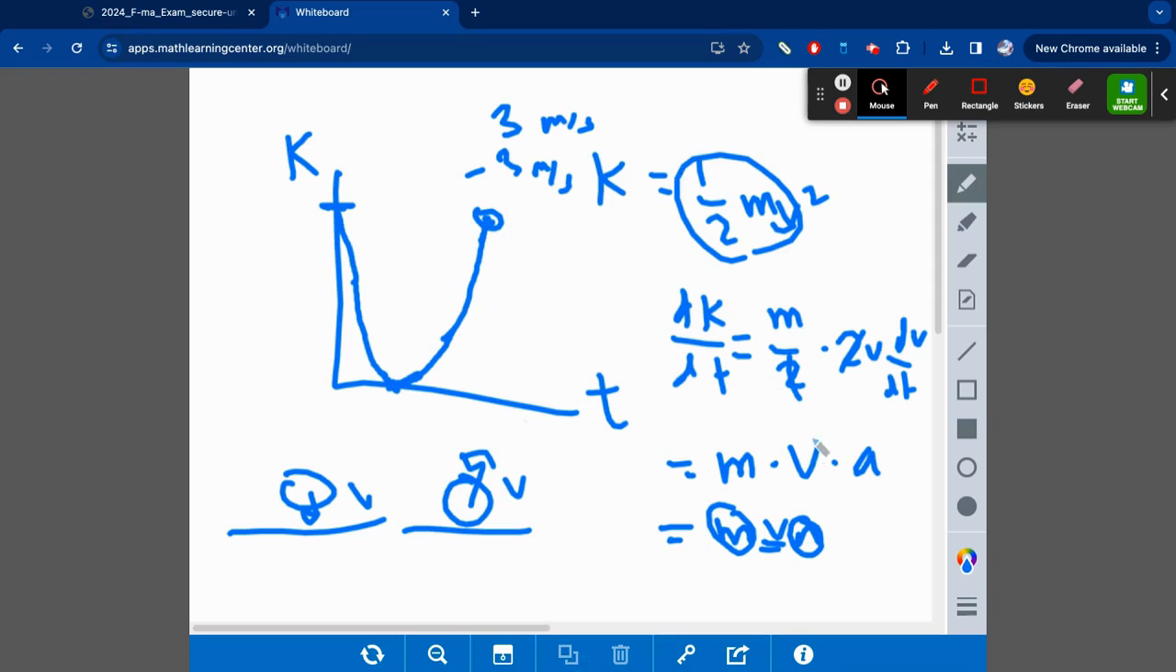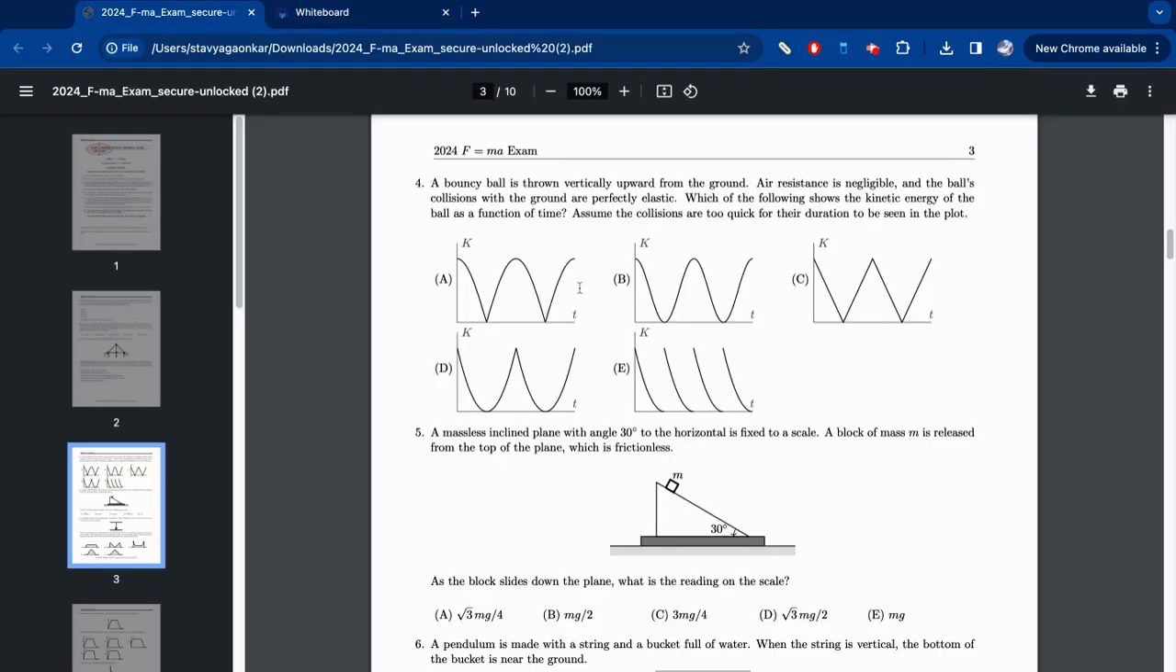But the derivative should change sign. So now it's just like a reflection. The derivative changes sign, and it continues like this. And so the graph that most matches this is D. So that's our answer.